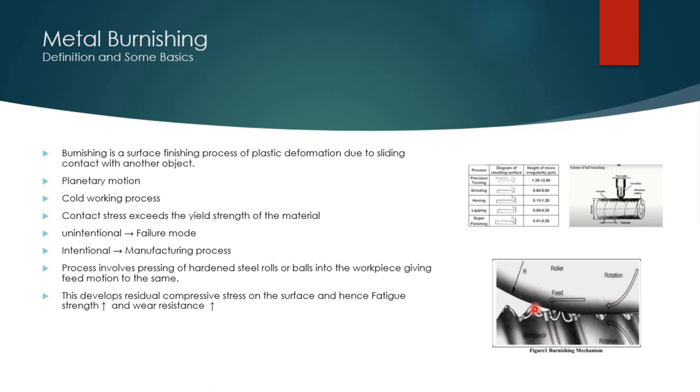So this process involves pressing of this hardened ball or rolls into the workpiece, giving a constant feed motion to the same. Now this will develop compressive residual stresses on the surface of the workpiece, and hence this will improve the fatigue strength and wear resistance of the surface. That's the basic of metal burnishing process. Okay, let us go to the next slide.